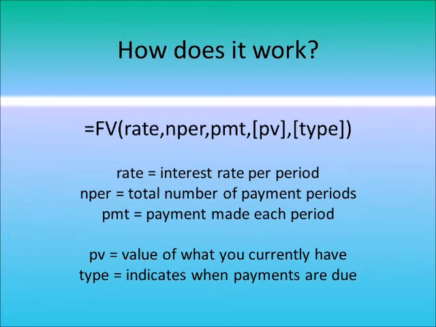If you do not include a value for the present value of the payments, the function assumes it to be 0. Type refers to when the payments are due. If you do not indicate a type, again 0 is assumed, which in this case means that payments are made at the end of the period. If payments are due at the beginning of the period, you must enter a value of 1 for the type in order to obtain the correct future value.